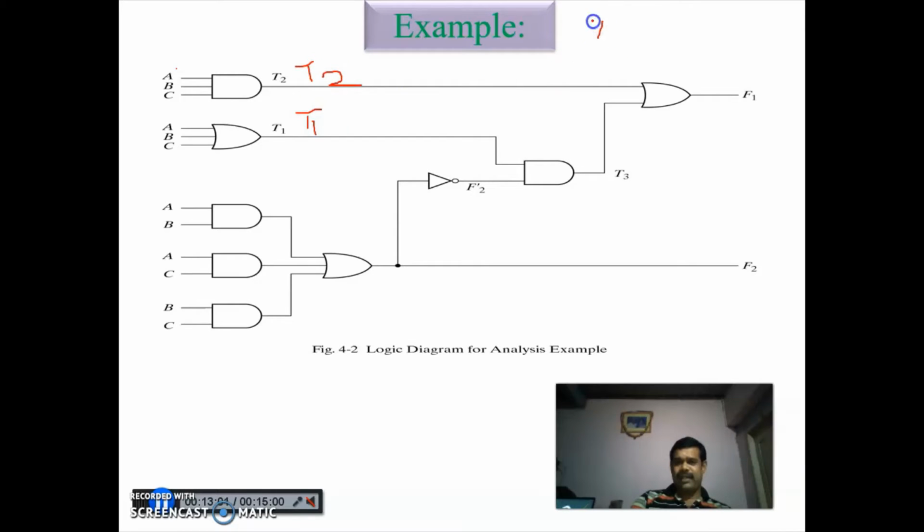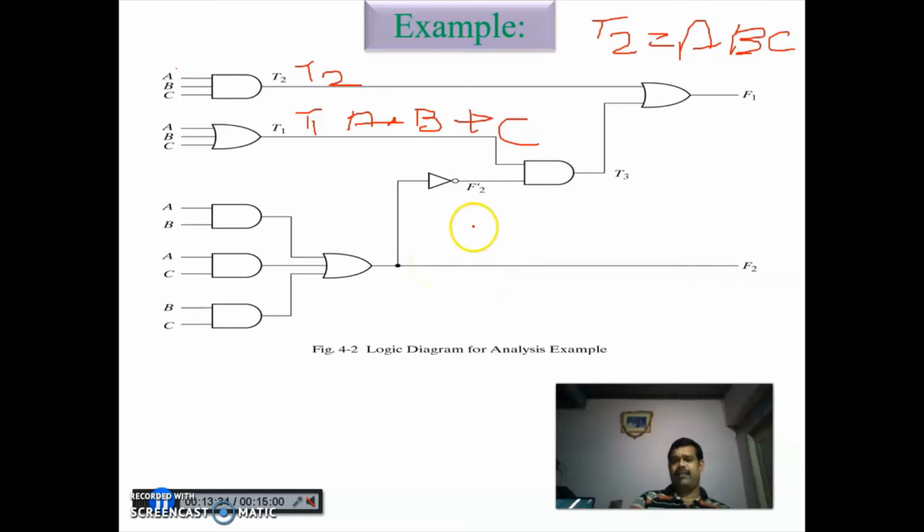So T1 is equal to ABC, because this is an AND gate. It performs product operation. T2 is an OR gate. So A plus B plus C. Okay. So we have found out the value of T1 and T2.